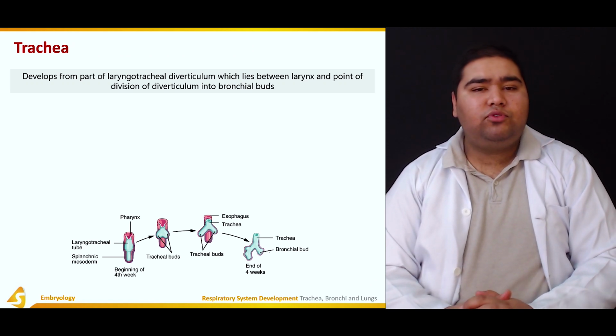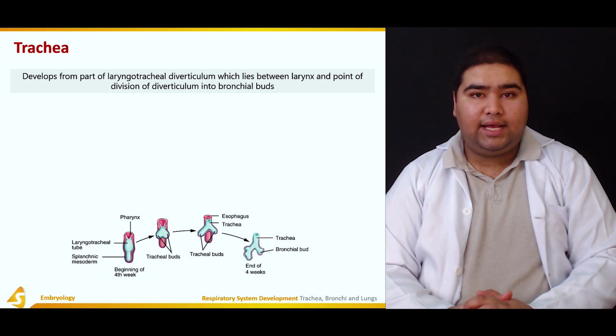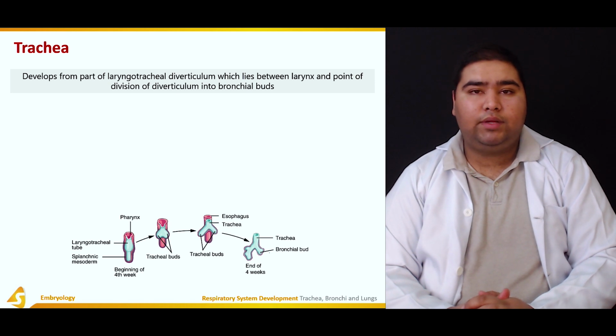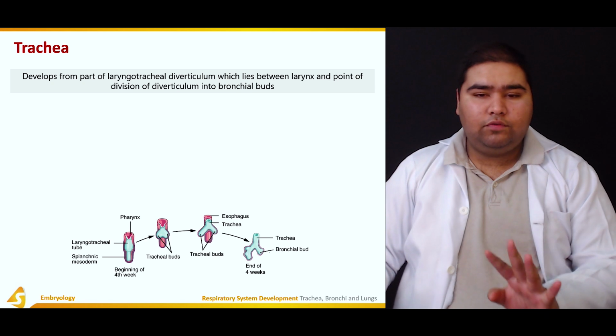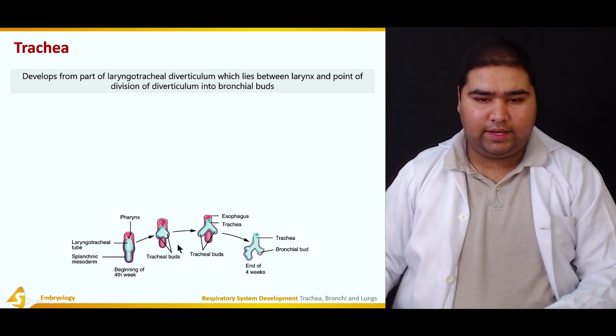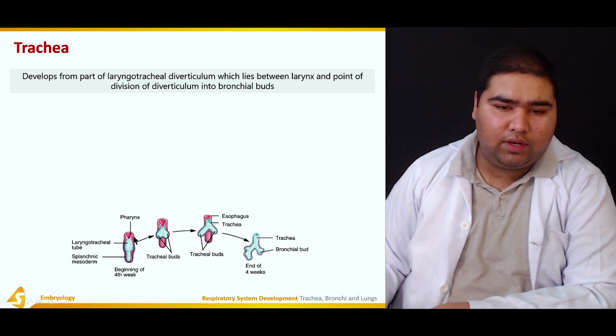The trachea develops from the part of the laryngeal-tracheal diverticulum which lies between the pharynx and the point of division of the diverticulum into the bronchus. Okay, it's a big statement. Now, don't focus on the statement, focus on the figure. So, this is the foregut. This in pink is the foregut.